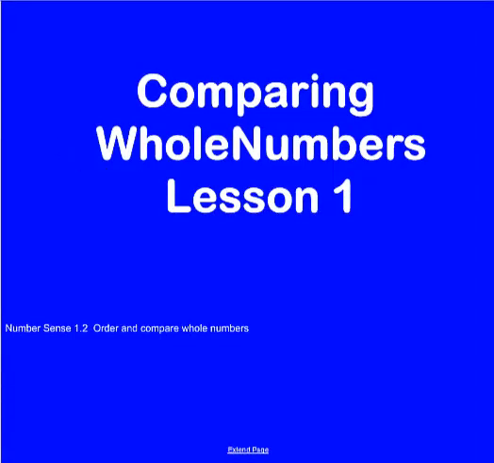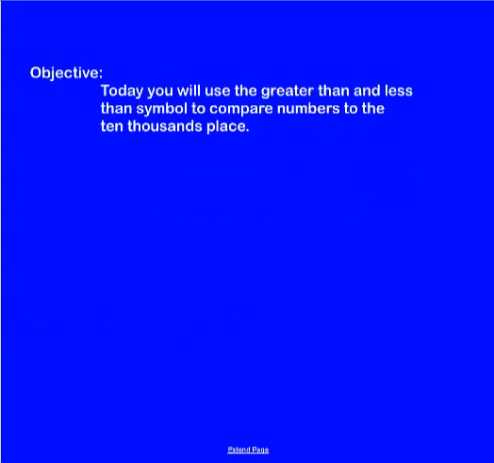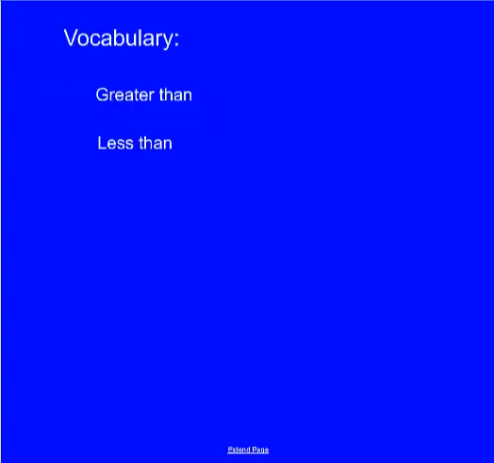Today's lesson is comparing whole numbers, lesson 1. Today you will use the greater than and less than symbol to compare numbers to the 10,000s place. The vocabulary you'll need to know after today's lesson is greater than and less than.